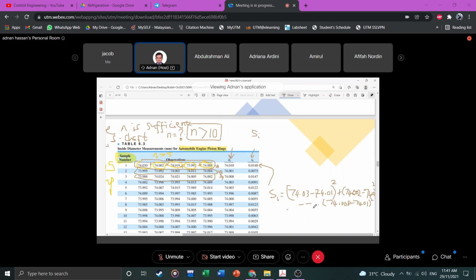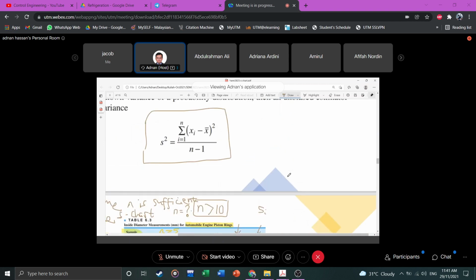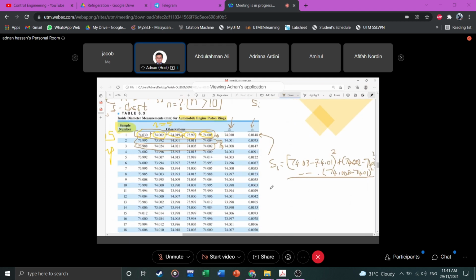Then divide by n minus 1. In this case n is 5, so 5 minus 1. Now you get this as S1. So repeat the same. Of course, manually it is going to be tedious, but if you put it in Excel, you just copy the formula and you get the answer.